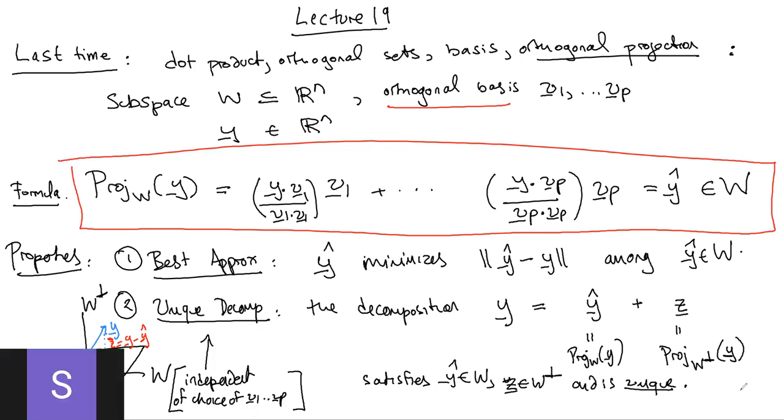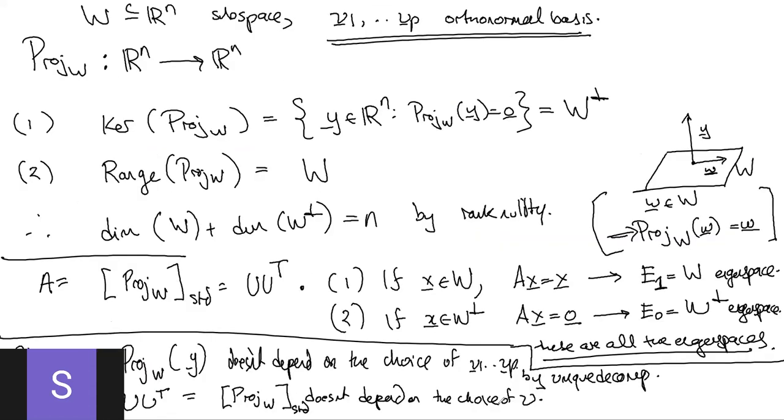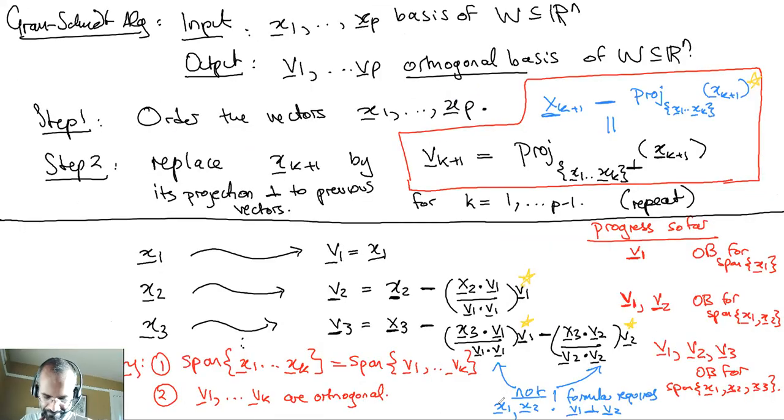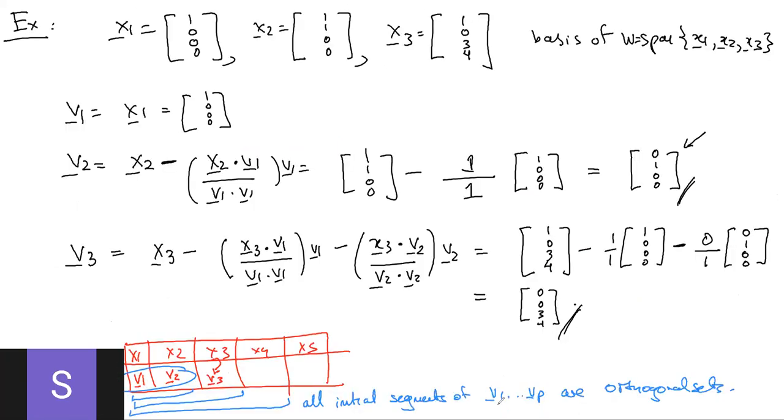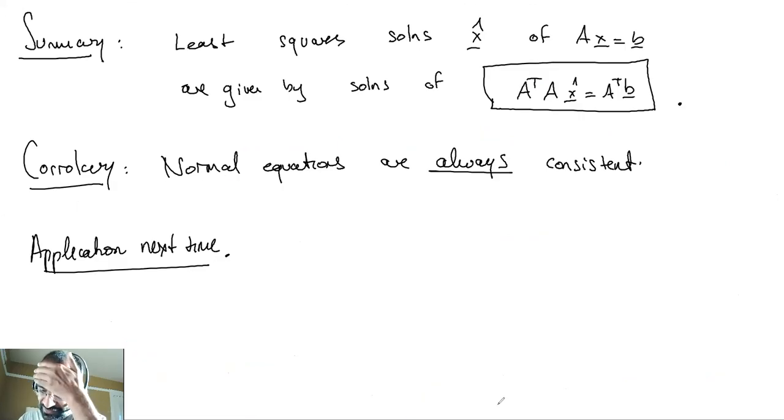Professor, I have a question about when we were trying to turn a regular basis into an orthogonal basis. Could you do a visualization when the basis contains three vectors, like we did for two vectors? Sure, let's try to do that. My drawing skills are not the best, but let's try.